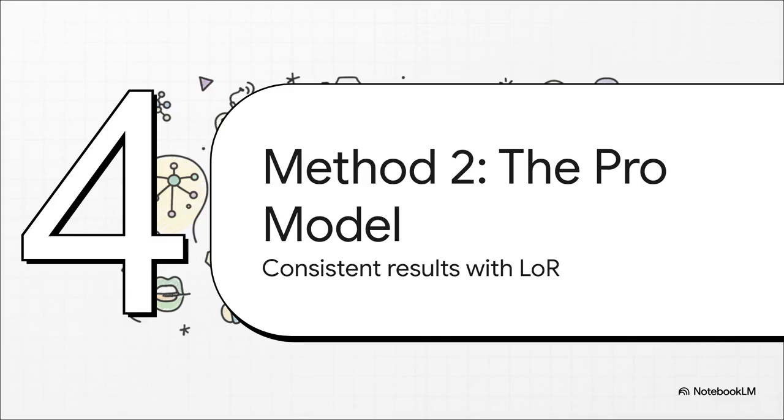Okay, so that's the quick and fun method. But what if you need more? What if you need maximum consistency for your brand, day in and day out? Well, that brings us to the pro model. This uses a technique called LoRA training. Now, LoRA stands for low rank adaptation. It definitely takes more work up front, but the payoff is total, absolute control and a super reliable digital twin.